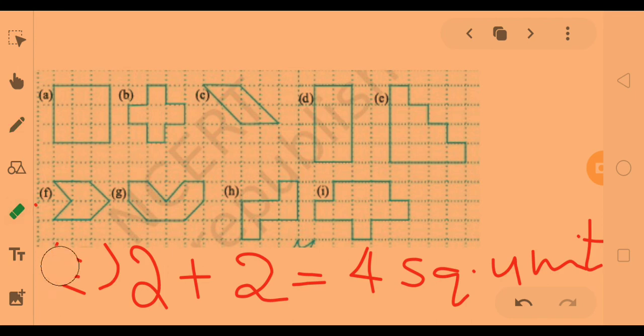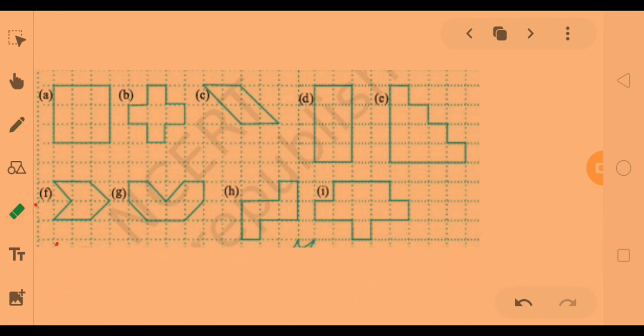Now let us go for the next one. The area of D, only full squares: 1, 2, 3, 4, 5, 6, 7, 8. So the area of D is 8 square unit. Now the next one: 1, 2, 3, 4, 5, 6, 7, 8, 9, 10. So 10 squares are there. So the area of this shape is 10 square units. Now the next one: 2 full squares. Then 1, 2, 3, 4, 4 half squares. So 2 plus half of 4 is 2. So 2 plus 2, 4 square unit.